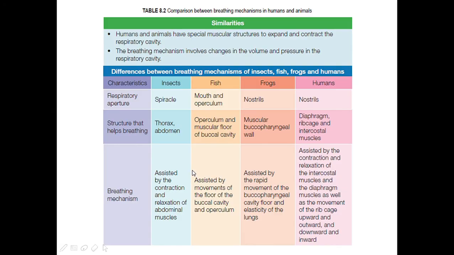Okay, finally we have come to the end of the video. This table taken from your textbook summarizes what we have learned. Have a read at them and digest the information.